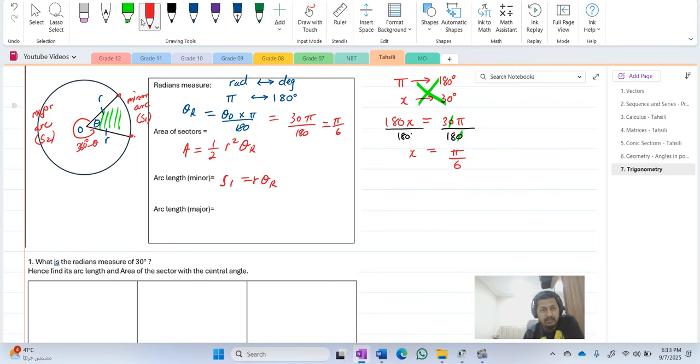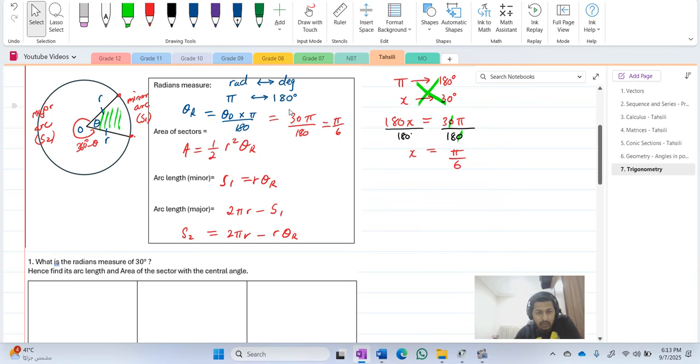Next one, what is the length of the major arc? Very simple. The distance around the entire circle is 2 pi r. So we just say 2 pi r minus S1. So in simple terms, the major arc is equal to 2 pi r minus r times theta in radians. I hope you guys understood all this. So we can just look at these basic formulas.